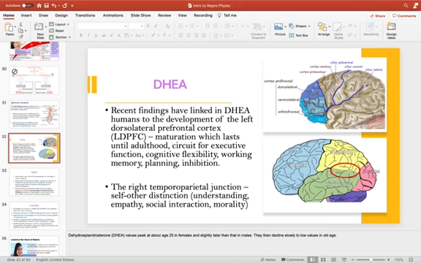So our research also found that DHEA influences the development of the left dorsolateral prefrontal cortex and causes the maturation which lasts until adulthood. And at the right temporal parietal junction, there is distinction. There is development in understanding, empathy, social interaction, and morality with age.